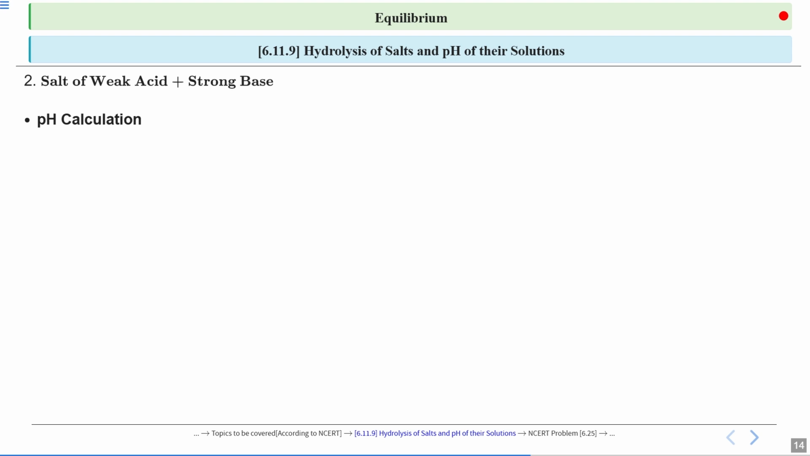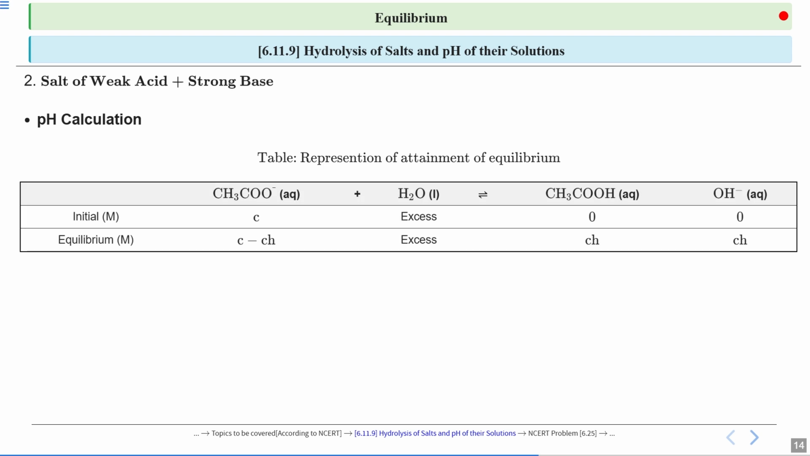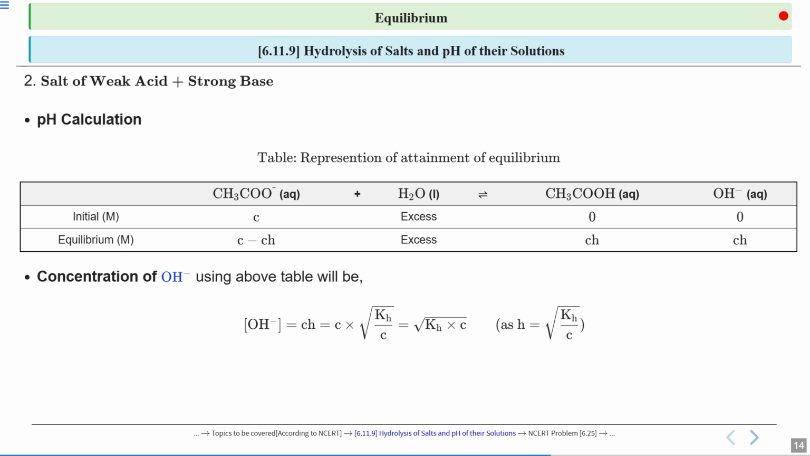Now moving on further, our last part and the most important part is the pH calculation. How will we do it? So here is your table for the equilibrium condition. We know this table. Now to calculate the pH, first we will calculate the hydroxide ion concentration, which is equal to CH. We saw in the previous slide that H is equal to root under KH by C. So we'll put that H value here, and if you just do this simple arithmetic calculation, you will get your OH minus concentration as root under KH into C. Obviously, this will be the case.